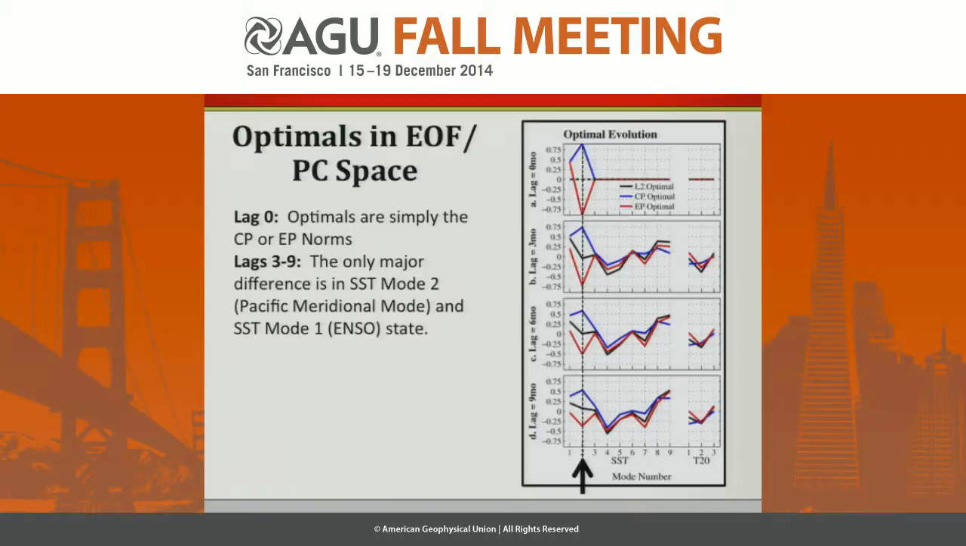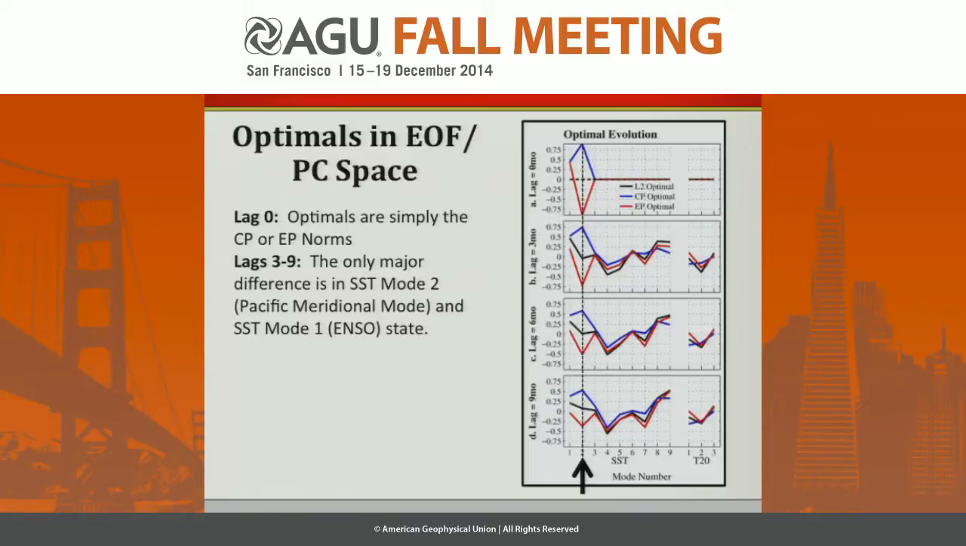Here the blue curve is the Central Pacific norm, the sum of EOF1 plus EOF2. You have to scale that by the eigenvalues, that's why they're not equal to 1. And then the red curve is the East Pacific norm. And as we look down at larger and larger lags, the dominant difference between any one of these optimal conditions is EOF2. It's the second mode, which is the meridional mode.